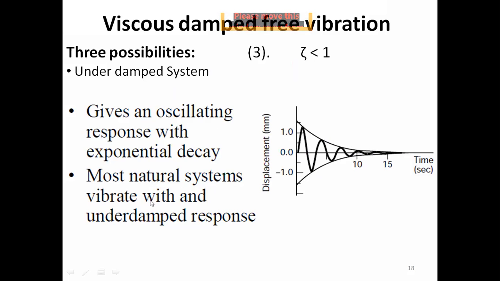Most natural systems vibrate with an underdamped response. So if you disturb the system and it vibrates for some time under free vibration, and then the vibration decays out, it means that system is an underdamped system. The damping in that system is less than the critical damping.